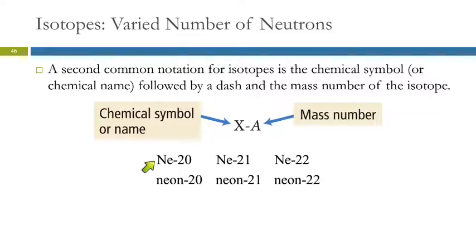So here, Ne-20, or using the full name, neon 20. This is the mass number. If we want to know the number of neutrons, we look on the periodic table and see that neon has 10 protons, and we subtract that from this mass number, and that gives us the number of neutrons.